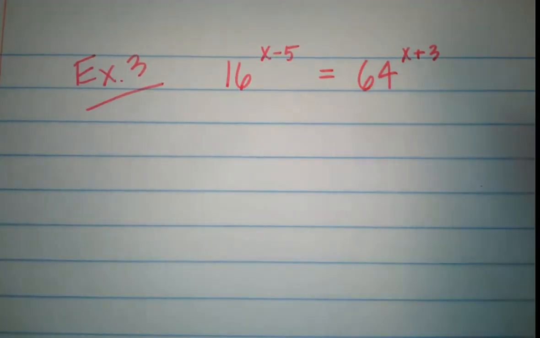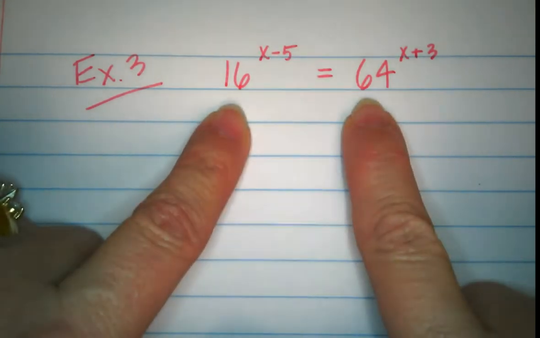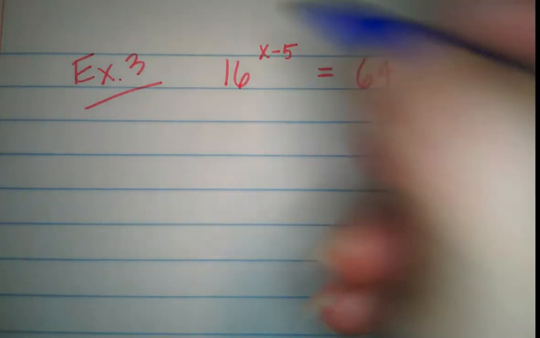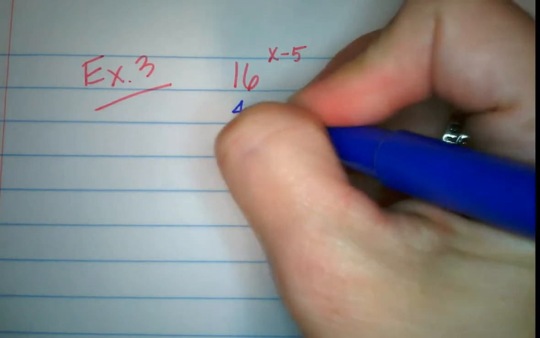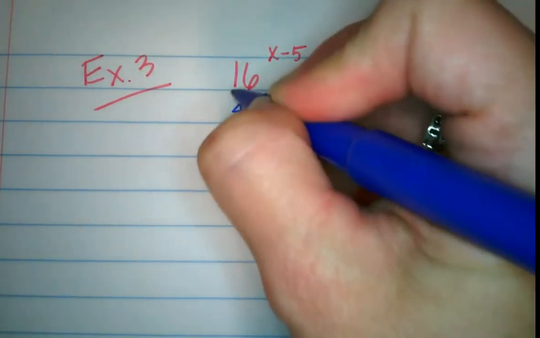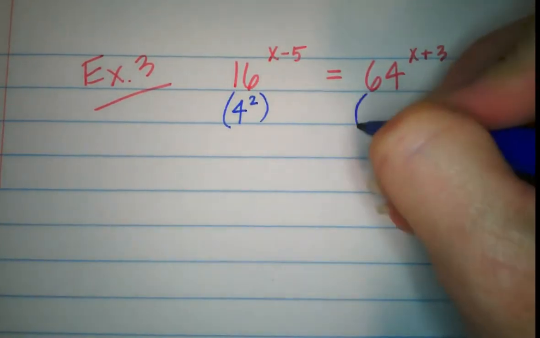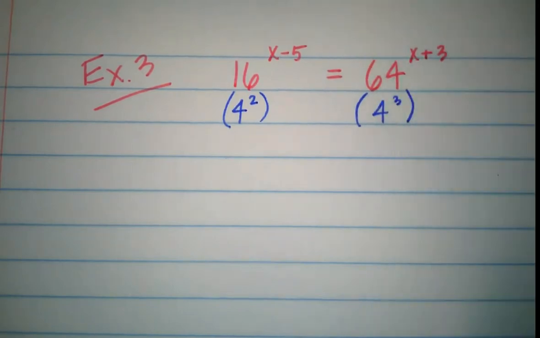Okay, there's another one too. Do you know? Yeah. Perfect. So both of these are powers of 4. So I'm going to replace the 16 with 4 squared. And I'm going to replace the 64 with 4 cubed.